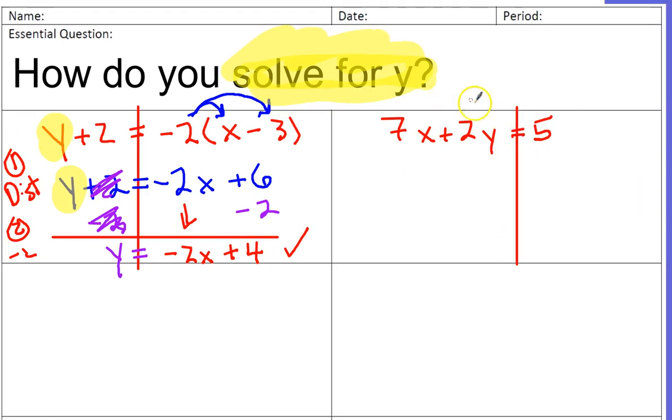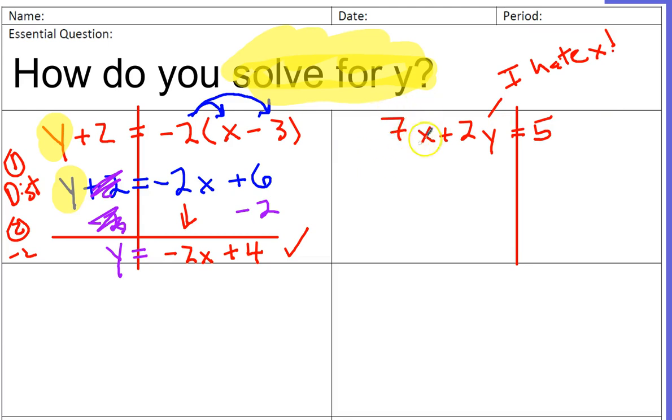What do I mean by that? Y says he hates everybody. I hate x. Okay, please help a y out by getting x away from y. What can we do to get the x away from the y?